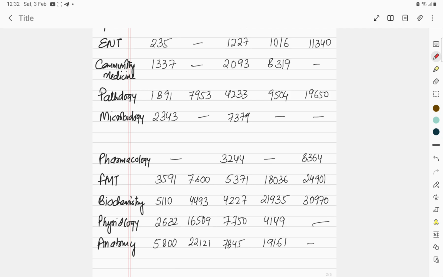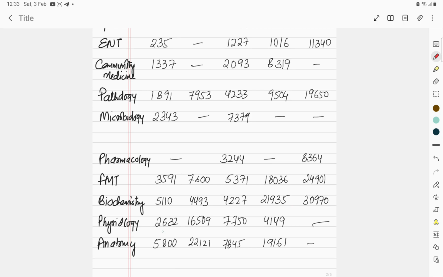For biochemistry, for UR candidate, it was 5,110. For EWS, it was 4,493. For OBC, it was 4,227. For SC, it was 21,935. For ST, it was 30,970.